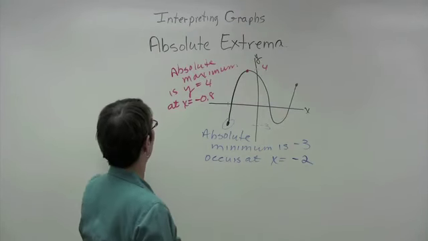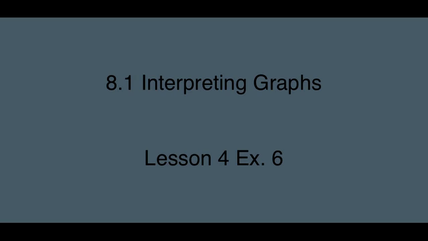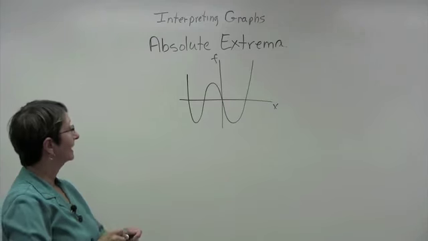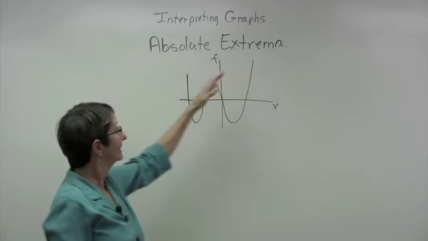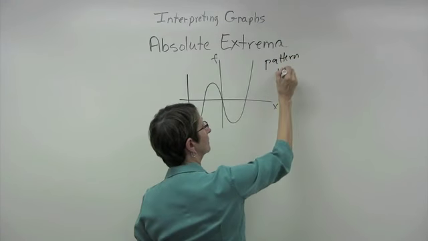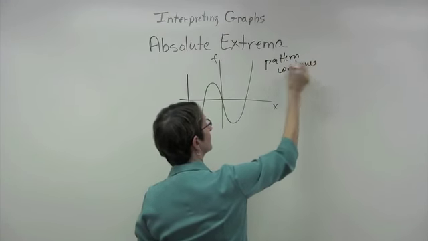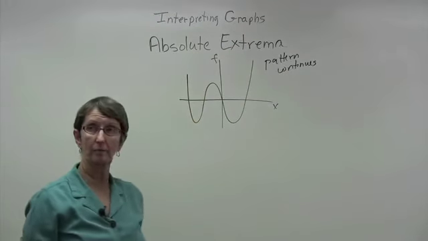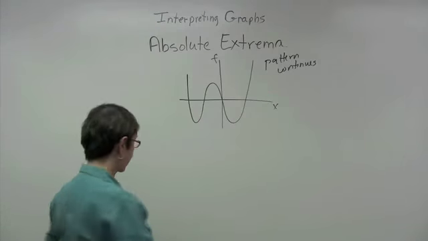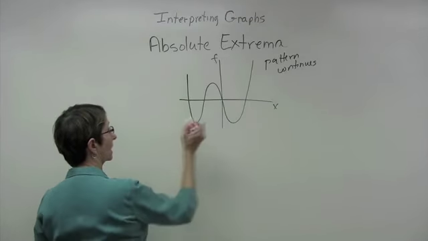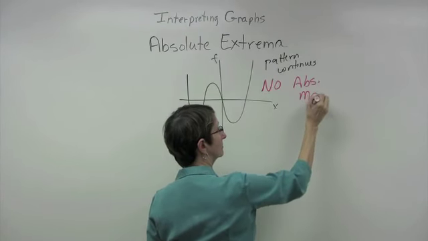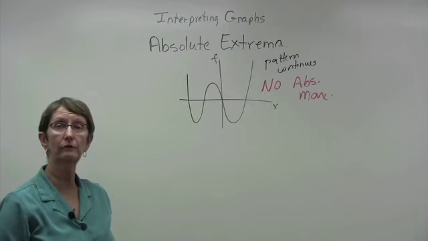Let's look at one more graph. So this graph doesn't have any dots to end anything. So we would say the pattern continues so that it does not stop at either end. It continues going up. So I don't really have an absolute maximum. No absolute max, because it continues going forever and forever.